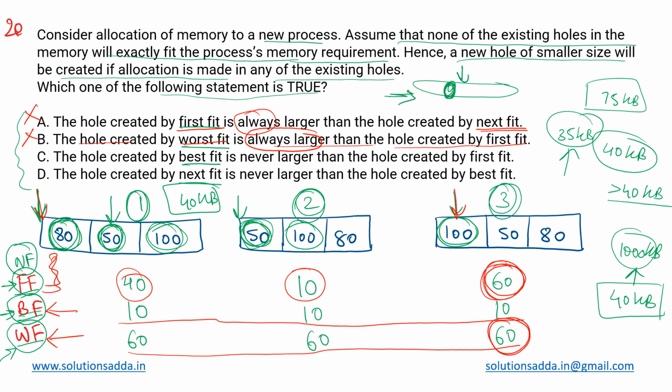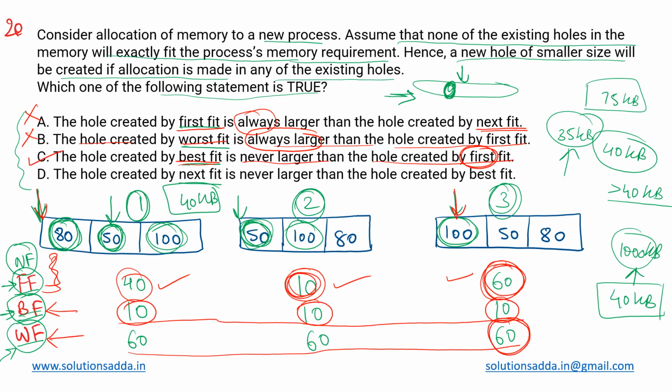Then the third, hole created by best fit is never larger than the hole created by first fit. So now we know that for the best fit, the size of the hole is always the same. It does not change in any situation. But for first fit it can change. But even if it changes, it can never go below the best fit. As you can see here, the minimum is 40, 10, 60. Minimum is 10. So this can never go below the size of the best fit, which means the best fit will always create the smallest possible hole. So the third statement is true.